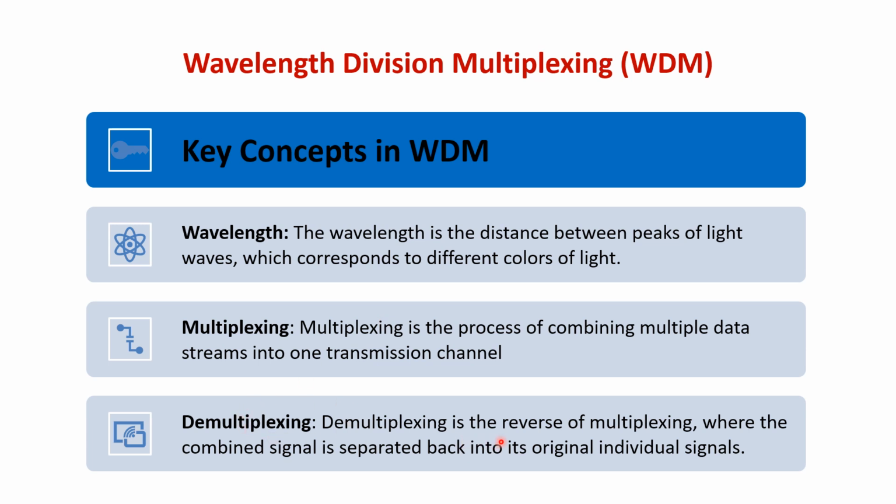Demultiplexing: at the receiving end, the different wavelengths are separated back into individual signals using a device called a demultiplexer. This allows the original data streams to be recovered without interference.